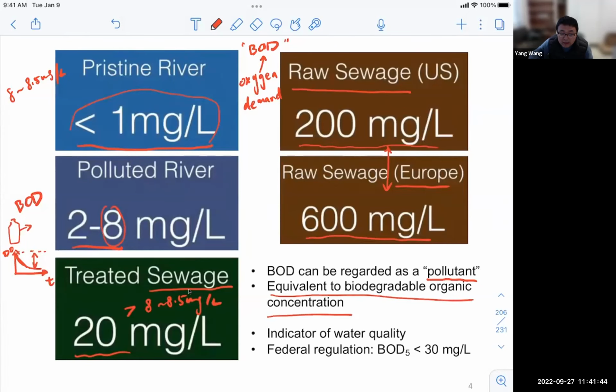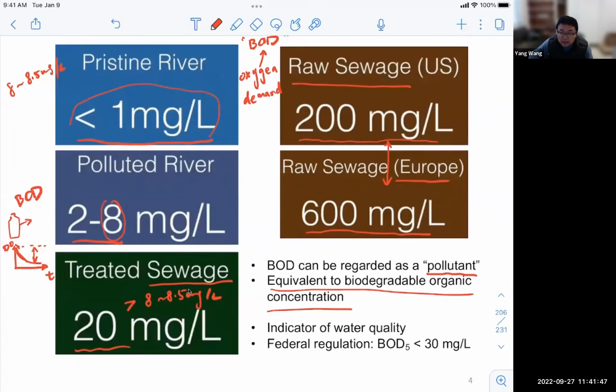As we said, it's an indicator of the water quality. And actually, there is a federal regulation for the wastewater treatment facility, the wastewater treatment plant.